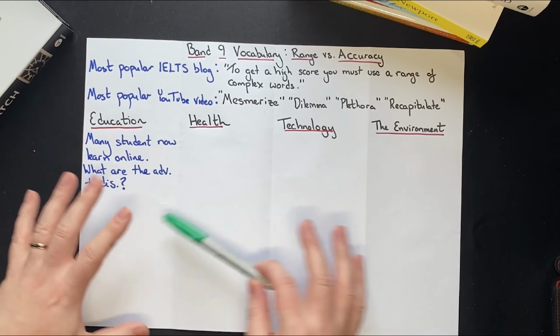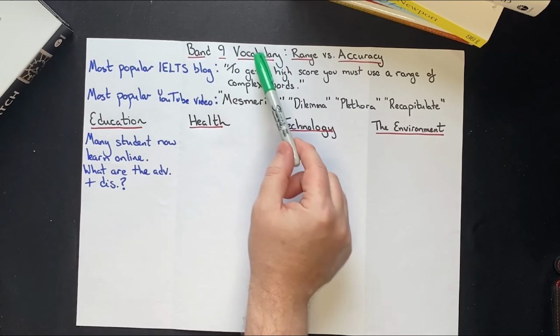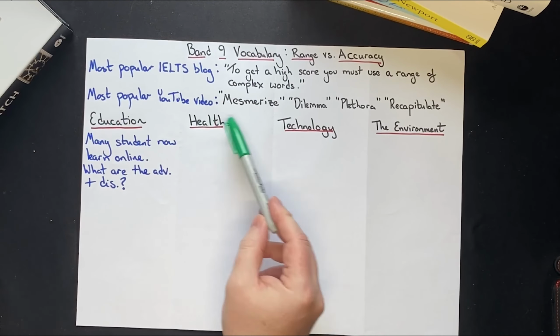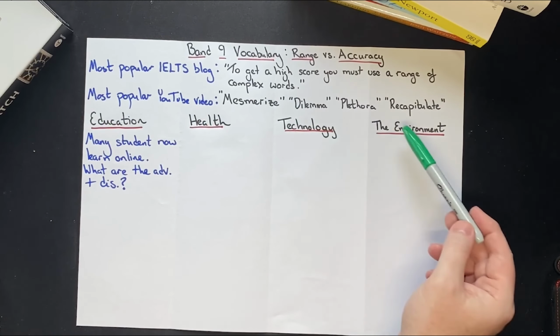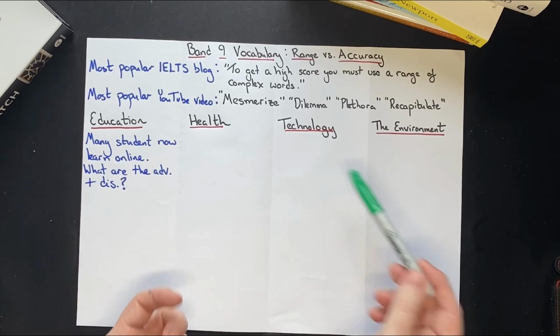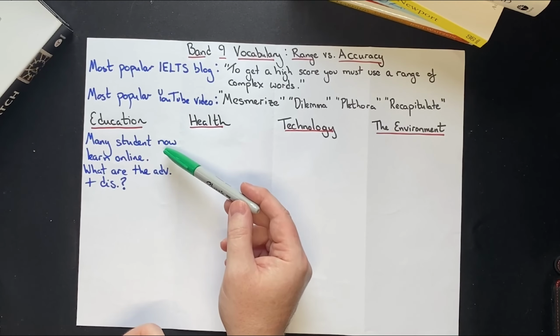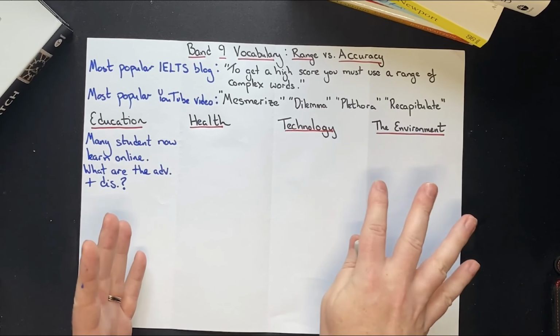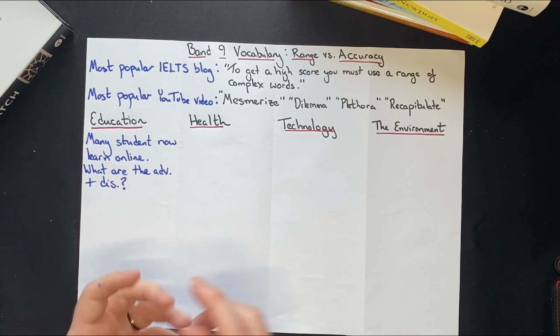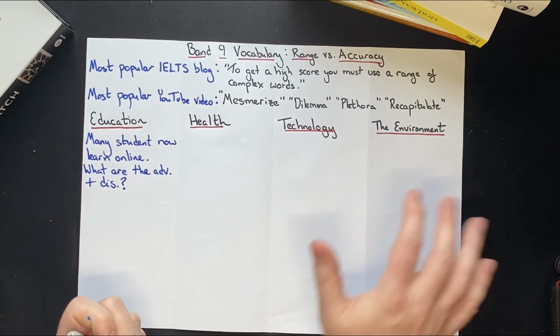How can we actually improve our vocabulary to a band 9 level? Well, what I've done here is I've divided the page into the 4 most common writing task 2 topics. Education and health are very, very common. Technology, the environment, these are not the only topics that you might get on test day for task 2, but they are very, very common.